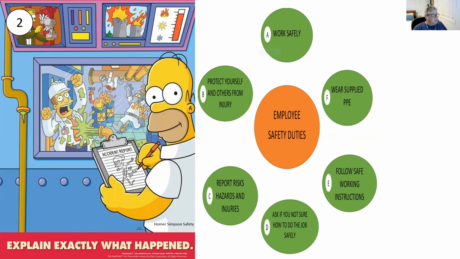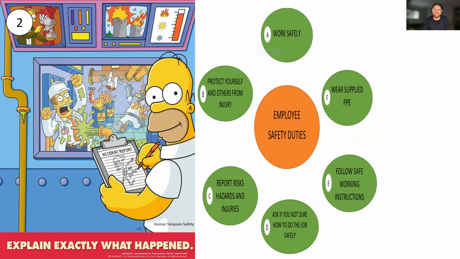So for our second question, what bubble do you think best describes this scenario? Maybe C, report risks, hazards and injuries. I'm not sure though. I think that's about right. He's got an excellent report in his hand. He's drawn a picture of Mr. Burns. I mean, it goes for the PPE reporting one again too. Yes, it does.